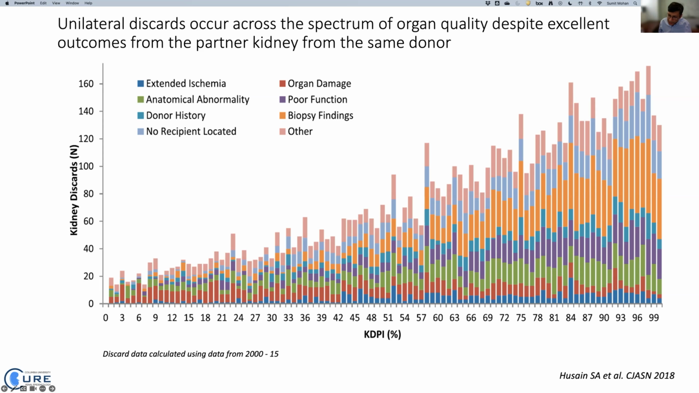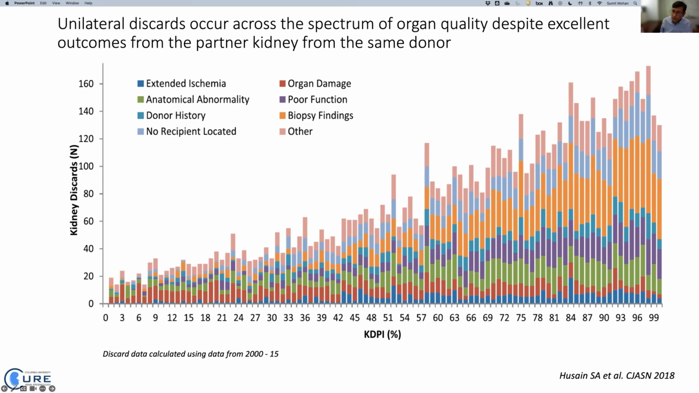It's not that higher KDPI kidneys have a higher incidence of anatomical abnormalities, but we think it is probably that transplant centers don't feel like when there is a correctable anatomical abnormality, it's worth the time and effort to fix it, because its KDPI score is already too high.